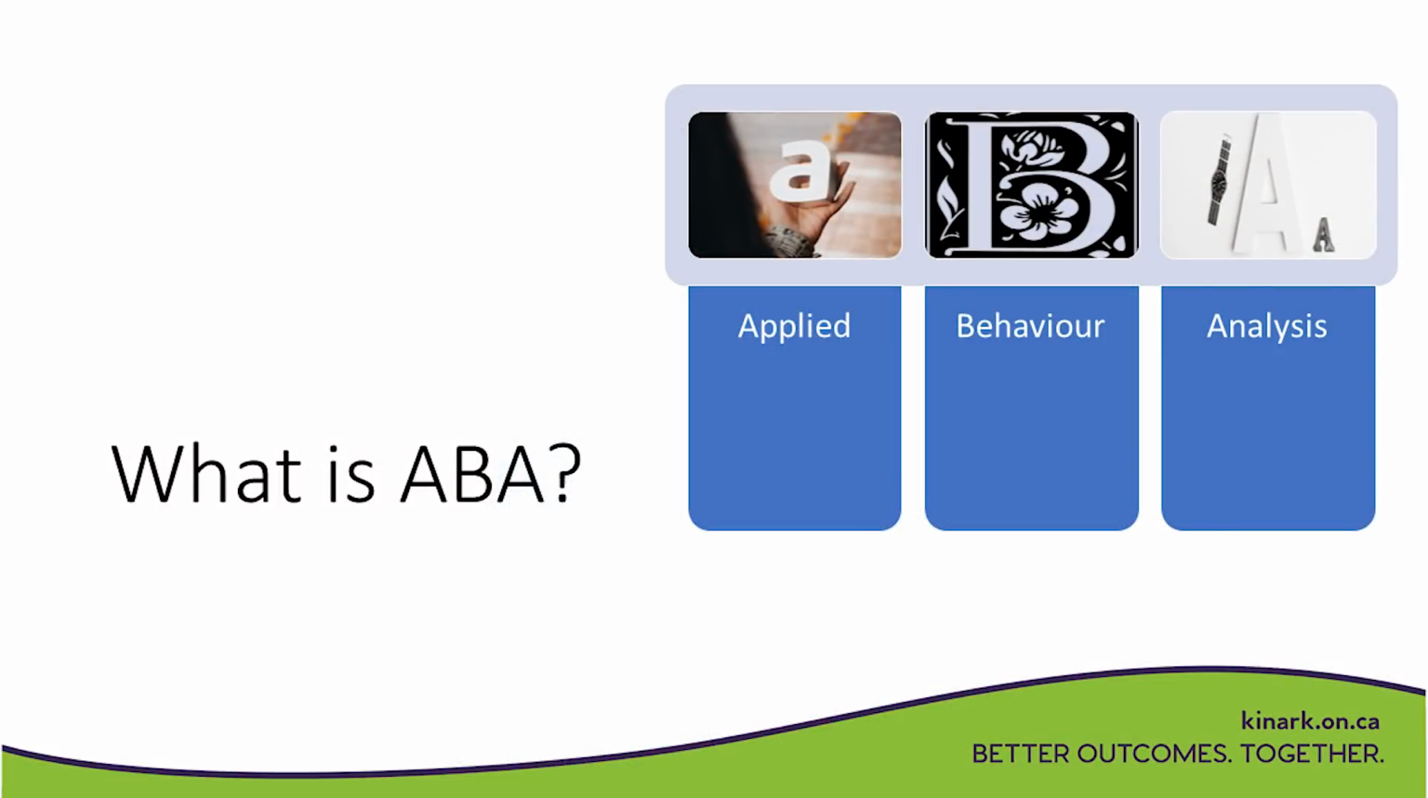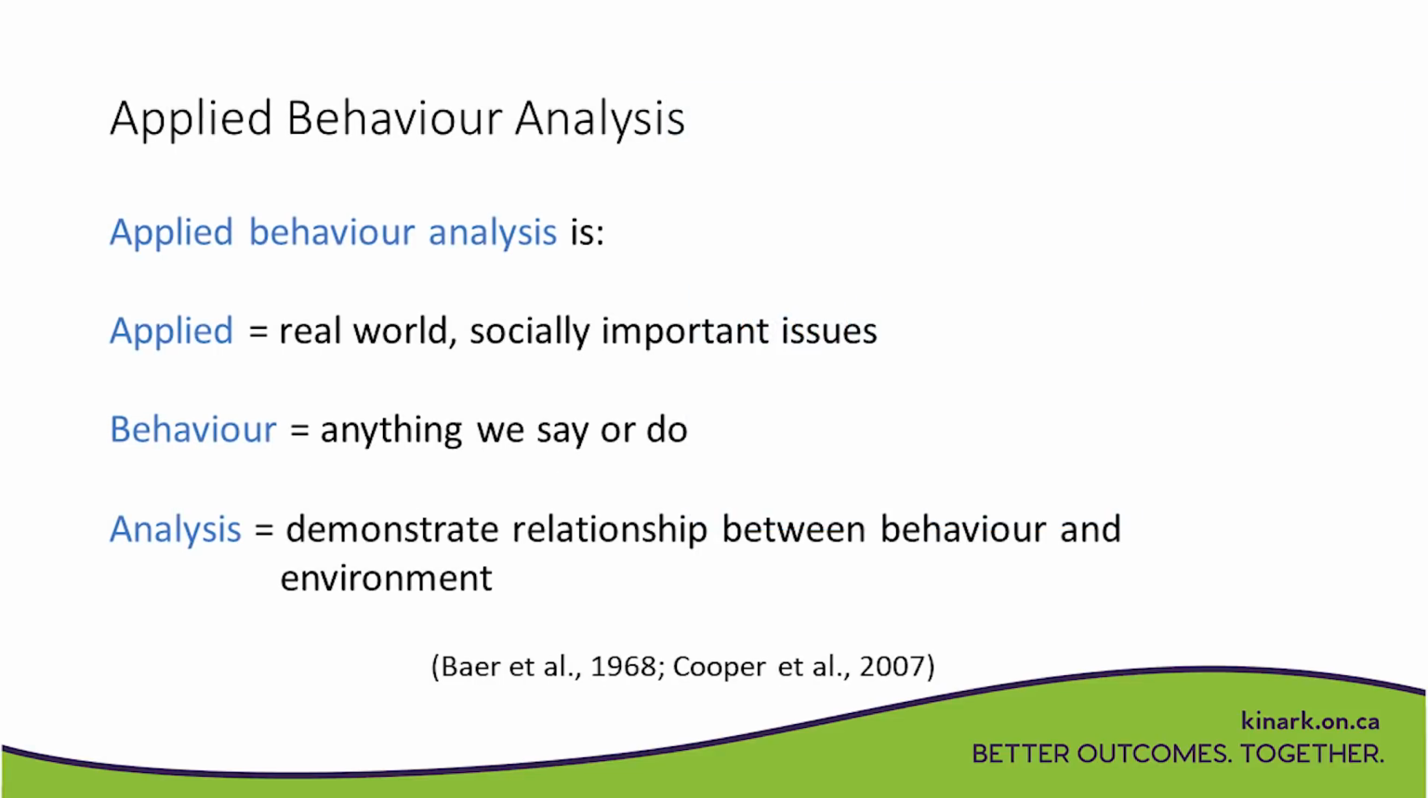What is ABA? Applied Behavior Analysis is applied. That means ABA focuses on real-world, socially important issues that are important to the individual and the community as a whole. Applied Behavior Analysis is behavior. Behavior is anything we say or do. Applied Behavior Analysis is analytic. ABA shows us how behavior is affected by the environment. To understand this relationship, we use data collection and data analysis. Let's talk about the defining characteristics of ABA in more detail.